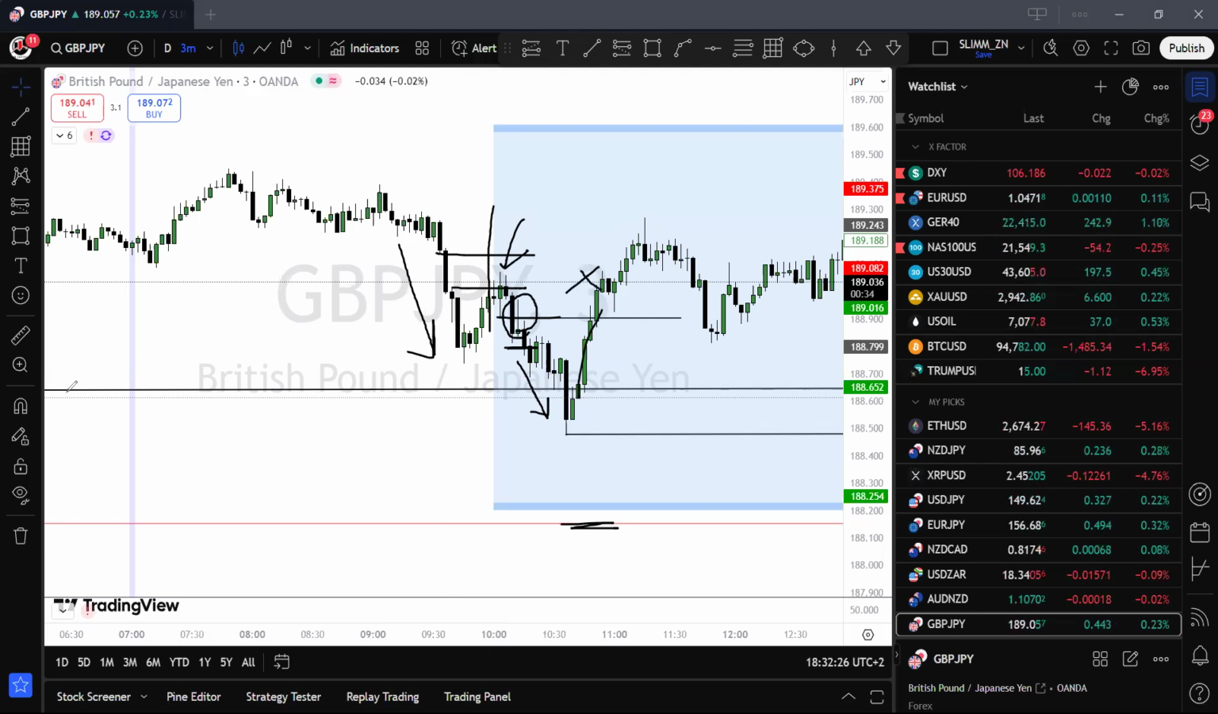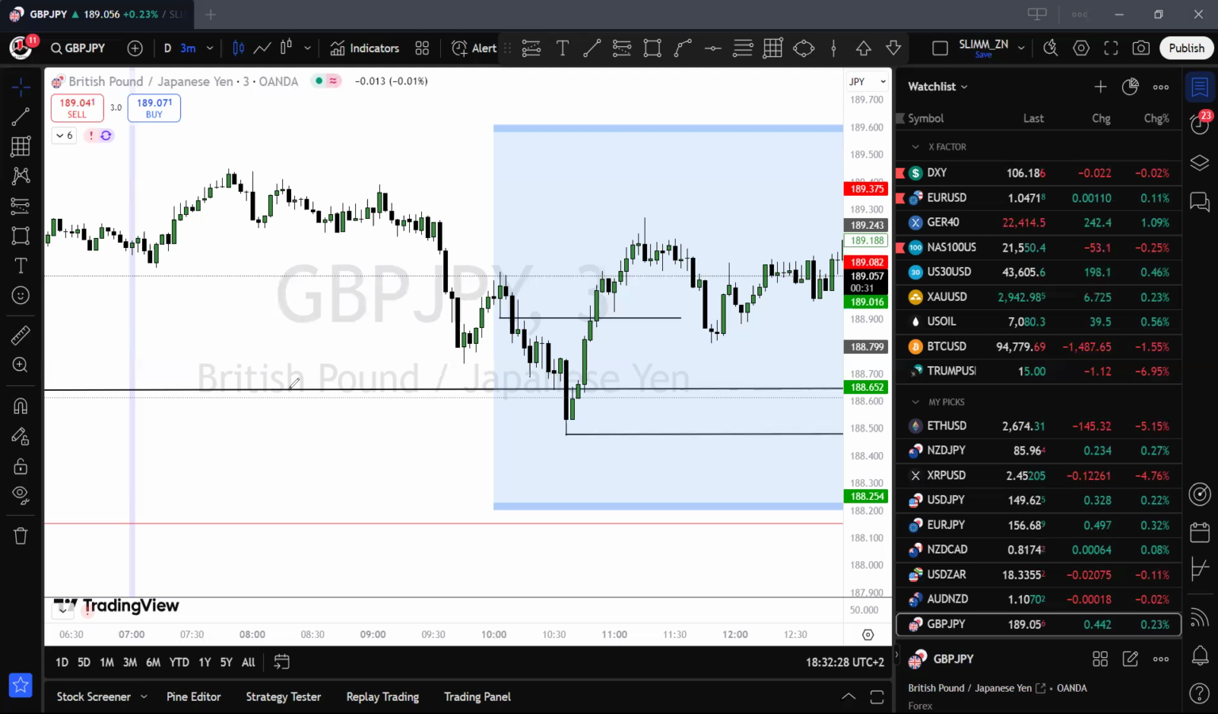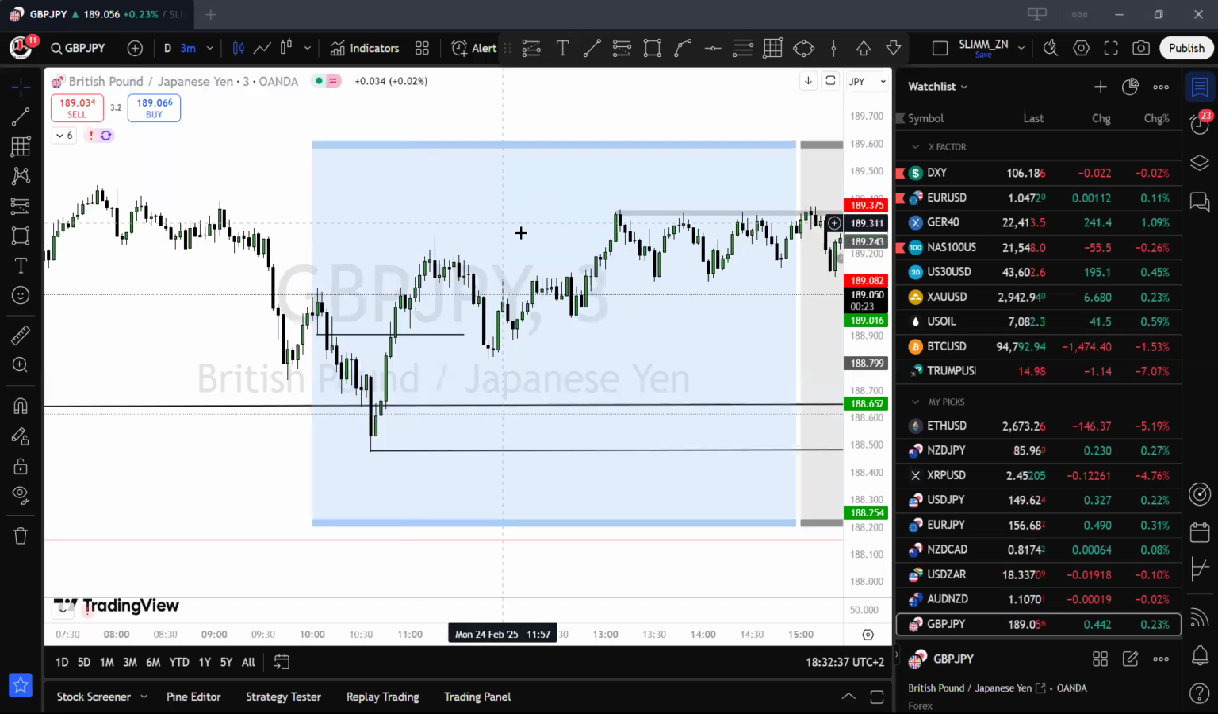So I didn't chase price. Even when I entered the trade, I actually left it. I didn't really focus on it that much. So this allowed me not to be emotional. So that's another note you need to take.